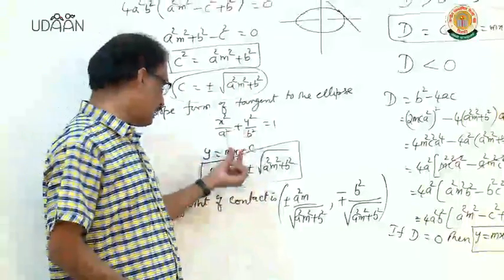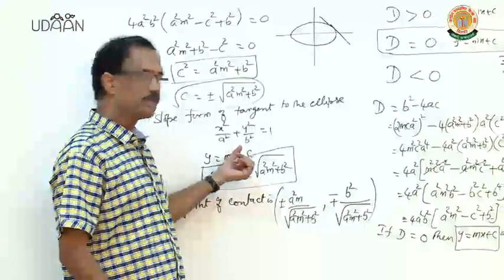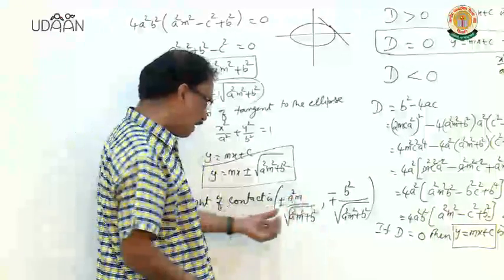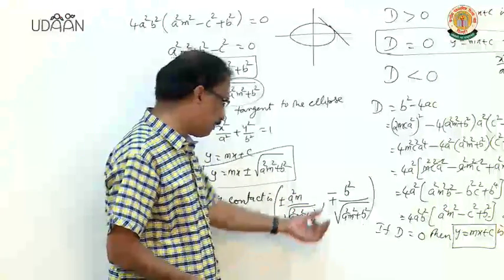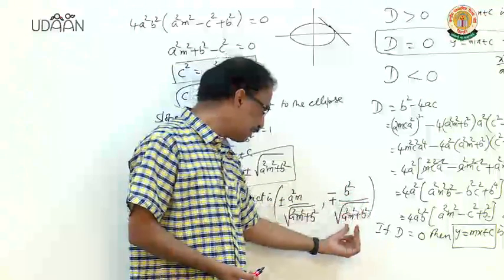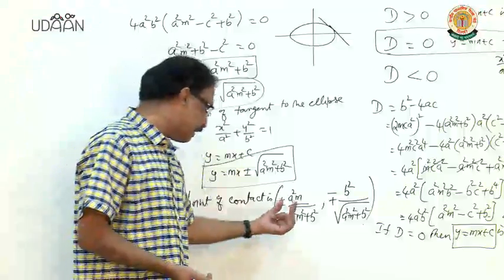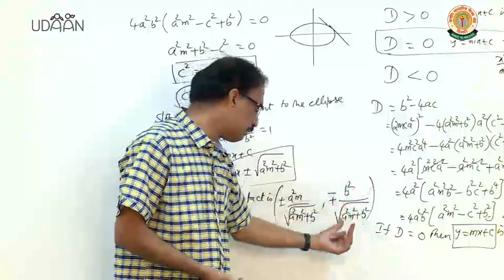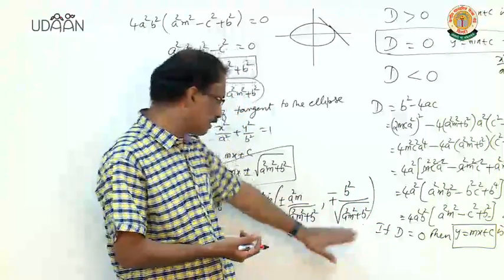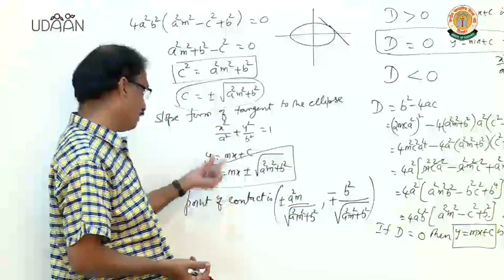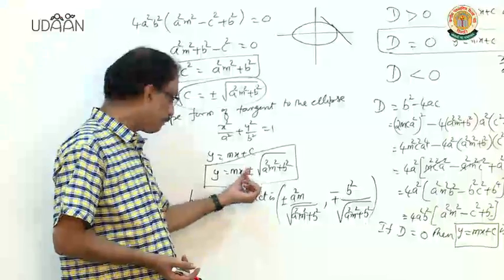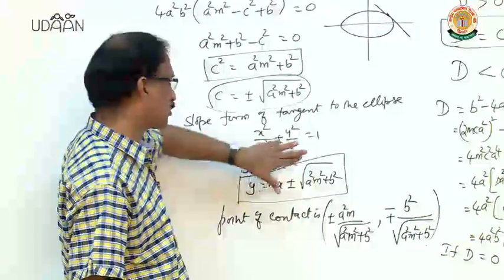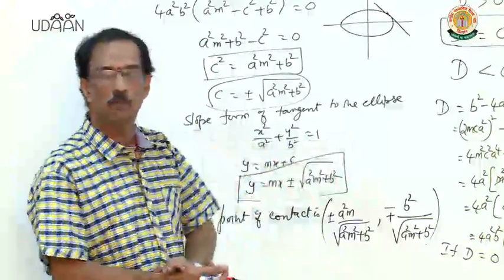That means this line touches the ellipse x square by a square plus y square by b square equal to 1 at the point (plus a square m upon root of a square m square plus b square, minus b square by root of a square m square plus b square), or (minus a square m upon root of a square m square plus b square, plus b square by root of a square m square plus b square). This is your point of contact of the line y equal to mx plus minus root of a square m square plus b square with the ellipse x square by a square plus y square by b square equal to 1. Got it?